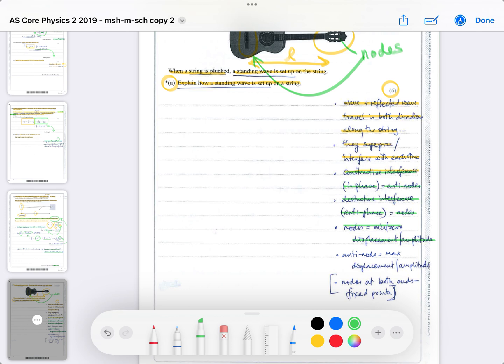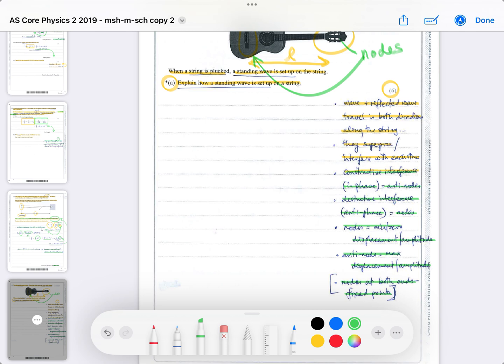So then it says antinodes are places of maximum displacement. That means where you have set up constructive interference, or when constructive interference occurs. And as I've mentioned before, nodes also occur at both ends, which are the fixed points. So that's how standing waves are set up.